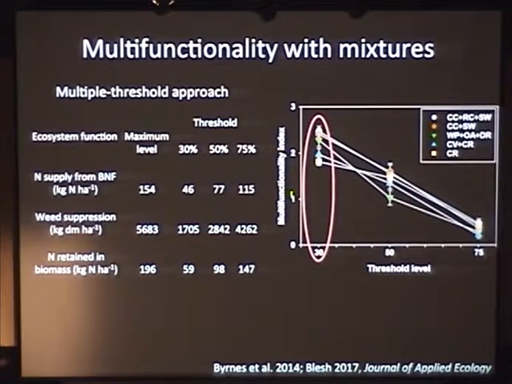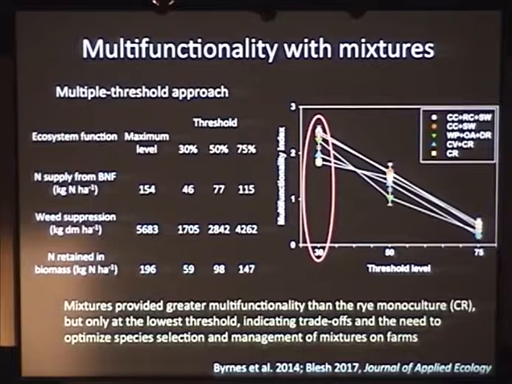Just focus on this one portion of the graph. So you can see that 4 mixtures here are significantly greater. They have significantly greater multifunctionality than the cereal rye monoculture. That's what's shown in this yellow square. And the take-home point is this, that the mixtures provided greater multifunctionality than the monoculture, but only at the lowest threshold level. So that indicates that there are trade-offs among different functions, but also that we need to optimize species selection or thinking about how to manage these mixtures on farms.